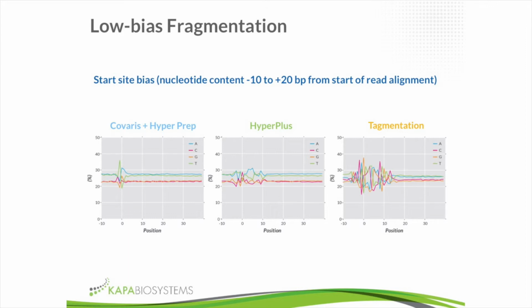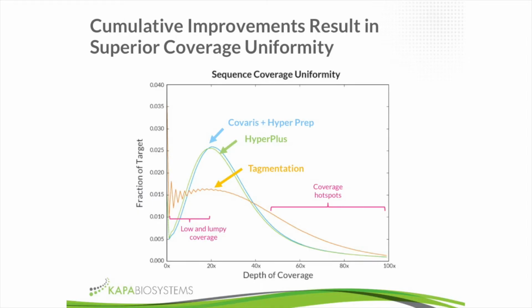Looking at the first few bases near the start site, we see that the HyperPlus nucleotide content is a little less uneven than that of the gold standard Covaris plus HyperPrep, but it is much more even than that of the tagmentation-based approach. The good news is that the minimal start site bias doesn't impact the overall coverage uniformity. Shown here are the coverage uniformity plots for the same human exome capture experiment, and what you want to see is a narrow distribution around your coverage depth, which is 20x in this case.